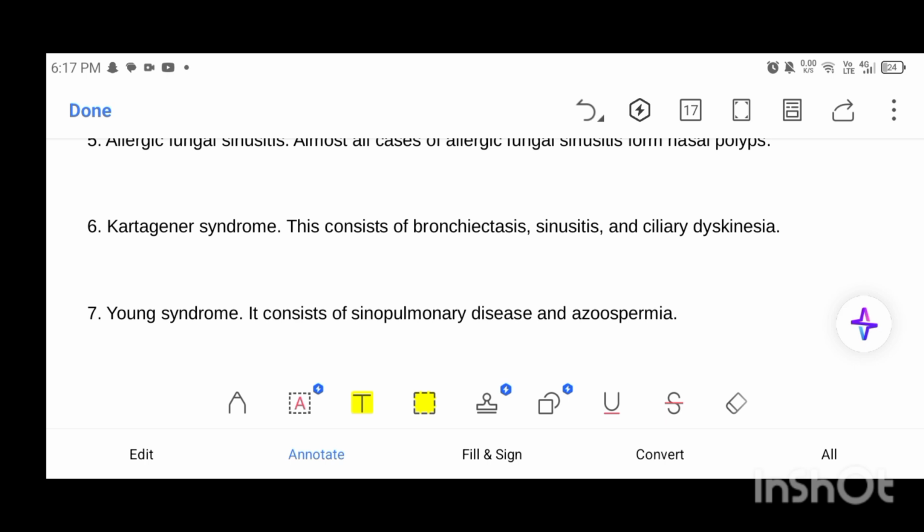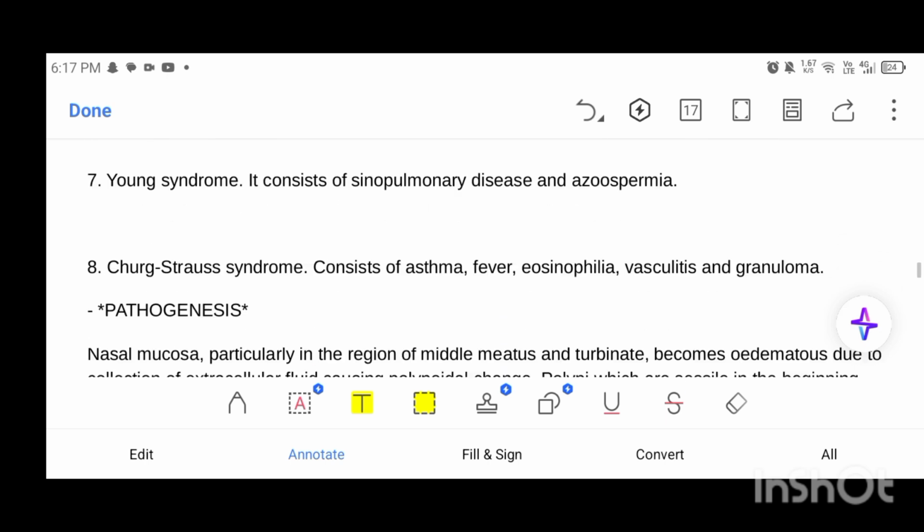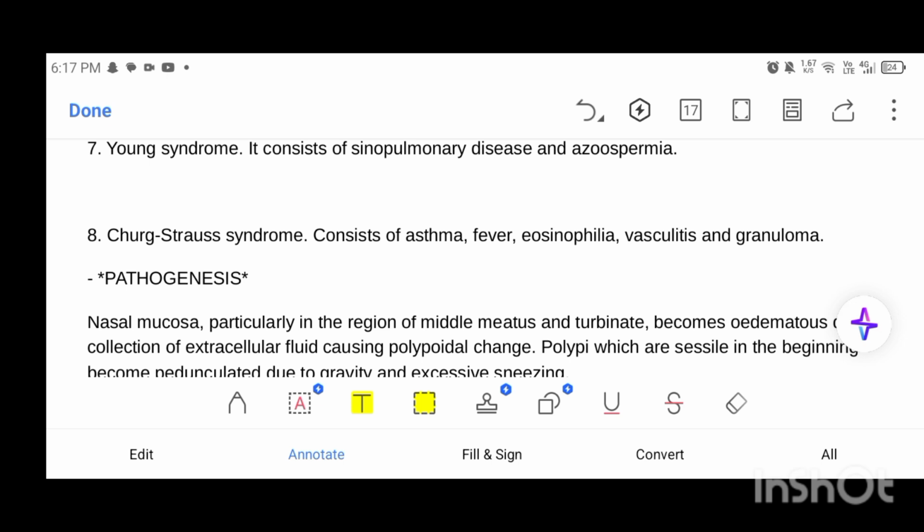Young syndrome: basically you can remember it with the mnemonic young. A young male has azoospermia. So in case of azoospermia and sinopulmonary disease, you also have a bilateral ethmoidal polyp. Now, the other syndrome that causes the ethmoidal polyp is Churg-Strauss syndrome. It consists of asthma, fever, eosinophilia, vasculitis, and granuloma.